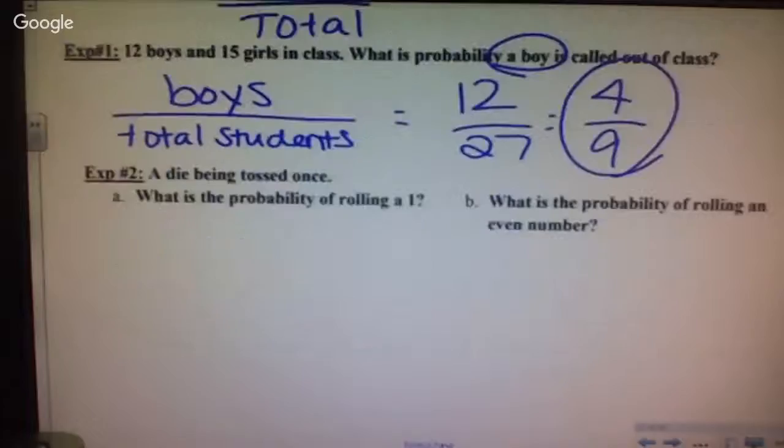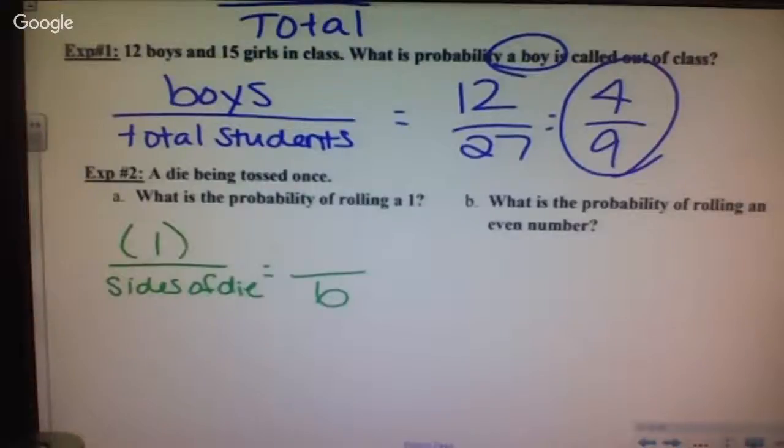It's coming. Okay. Example 2. A die is being tossed once. So in the bottom, I want sides of a die. How many sides are on a die? 6. So I have a total of 6 that it can land on. I want the probability of rolling a 1. So in the top, I want a 1. How many 1s do I have? 1. Bam.